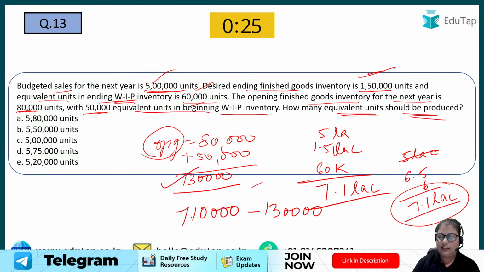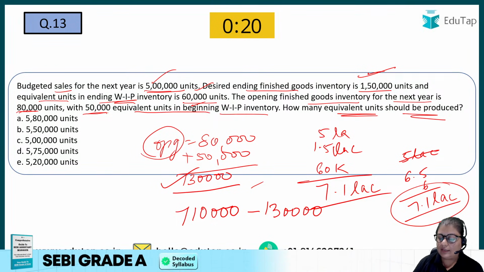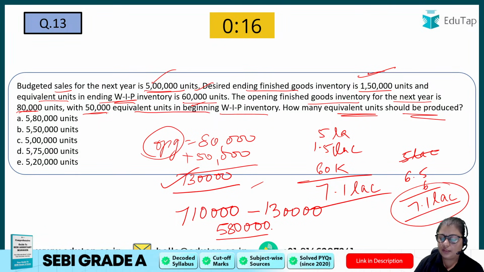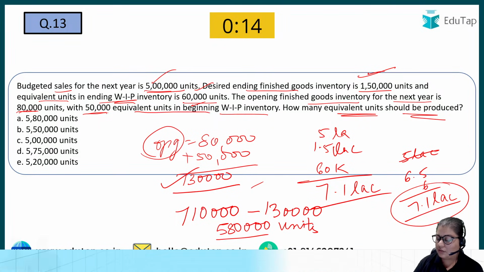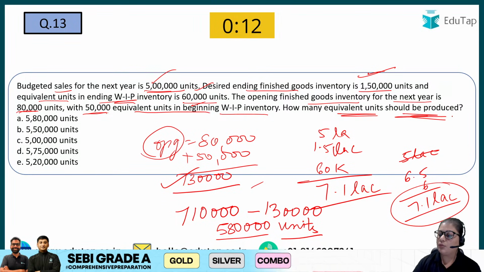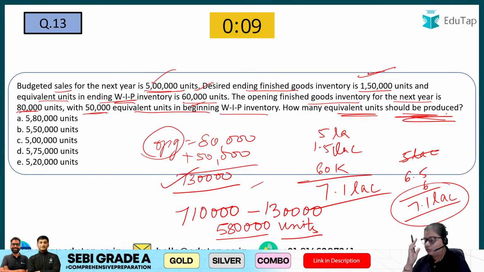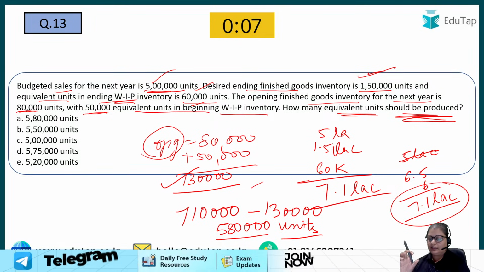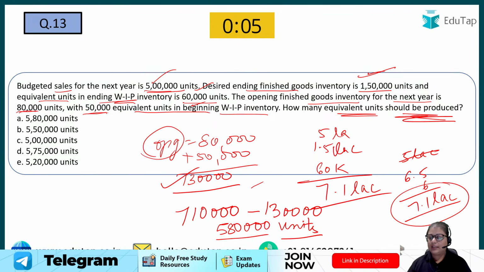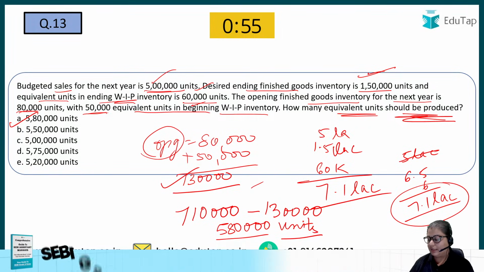So when I calculate this, 7,10,000 minus 1,30,000 gives me 5,80,000 units. Understood? Because they were asking how much should we produce this time? Since 1,30,000 is still with me, and I need 7.1 lakh, how much should I produce? 5,80,000 units I have to produce. Okay, let's move ahead.